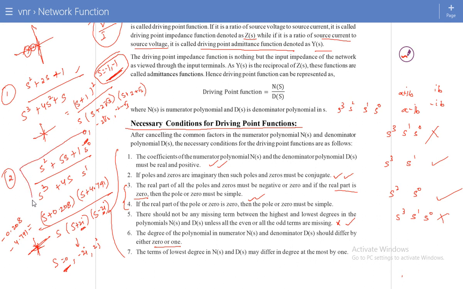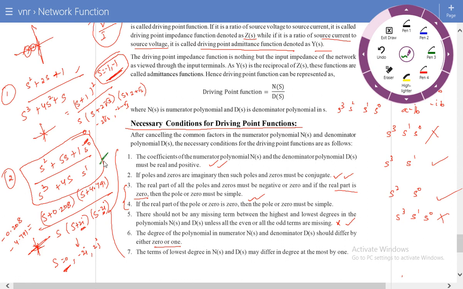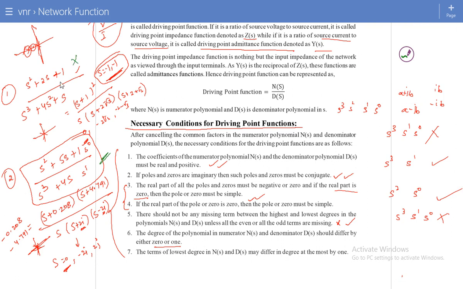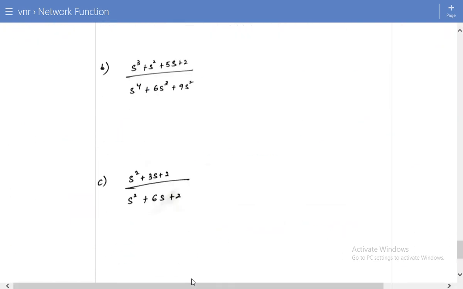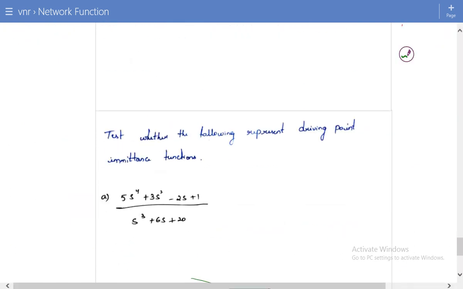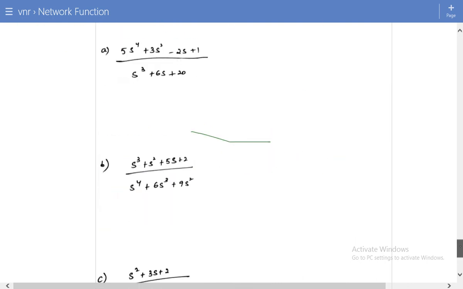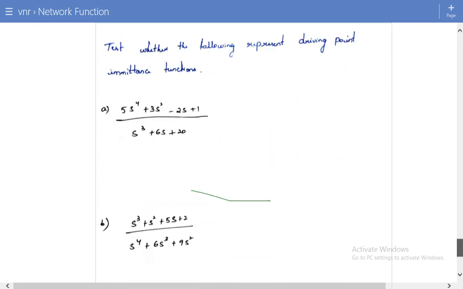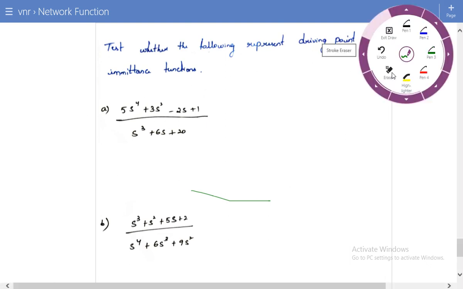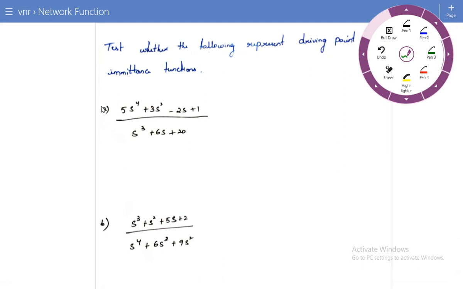So the second function, what I have given, is a driving function, and the first function is not a driving function. So by looking at these 7 properties, we can say whether the given function is a proper driving function or not. Here what they had given: test the following driving functions. They had given some functions and they were asking whether these functions are proper driving functions or not. So we will go one by one.